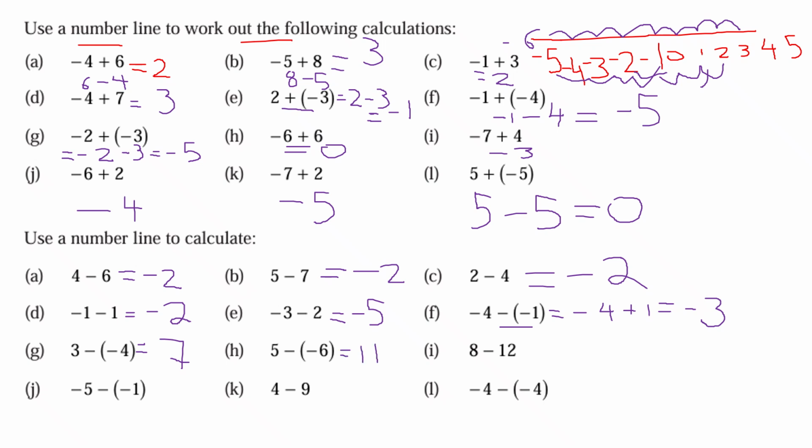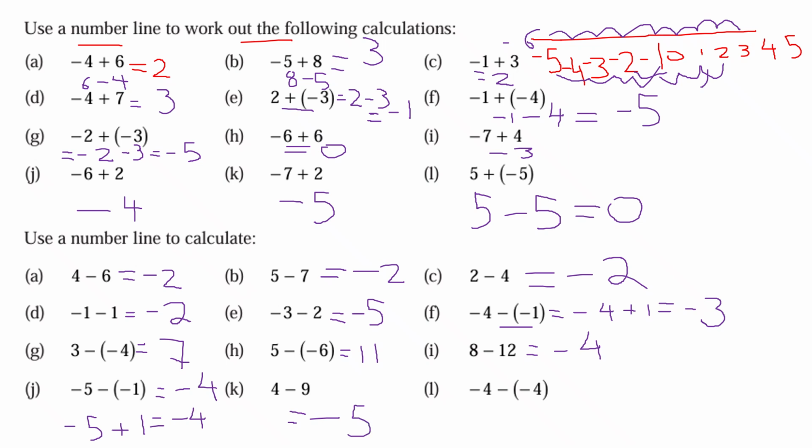Part I, 8 minus 12, you get minus 4. Next up, so last 3 now, minus 5 minus minus 1 becomes minus 5 plus 1. So negative 5 add 1, or plus 1, we get to minus 4 or negative 4. So if you're taking away a negative, it becomes a plus as a sign. Last 2, 4 minus 9 is minus 5.